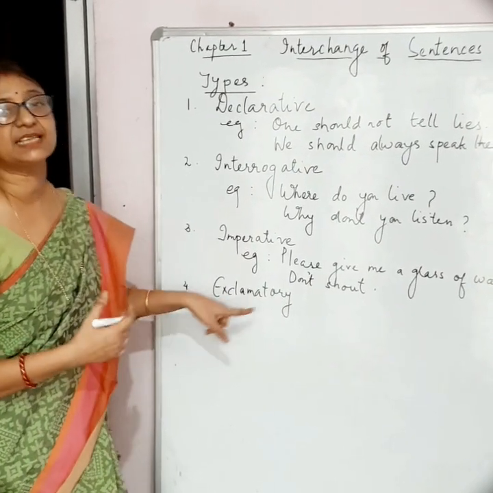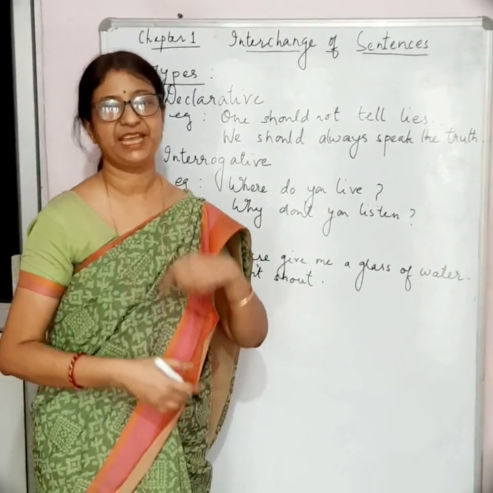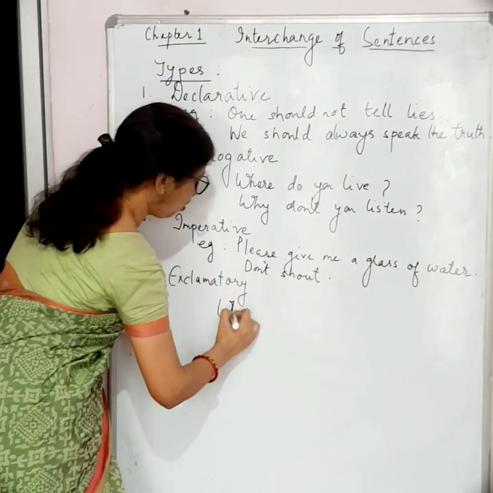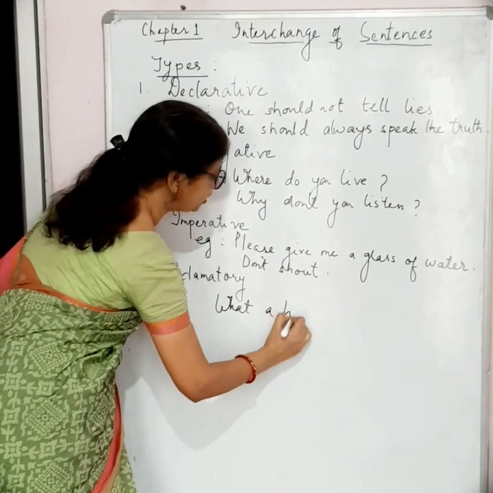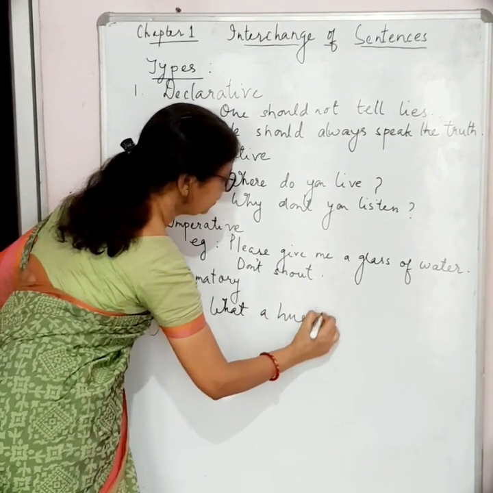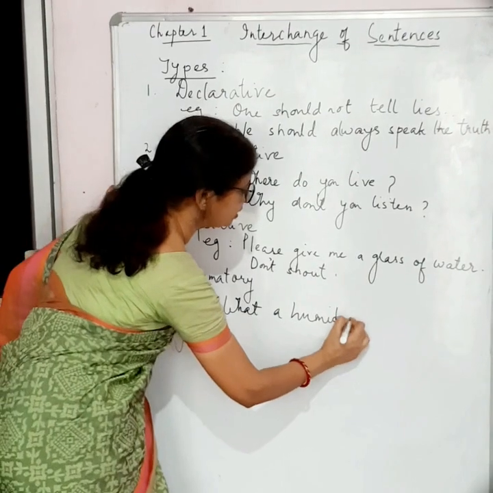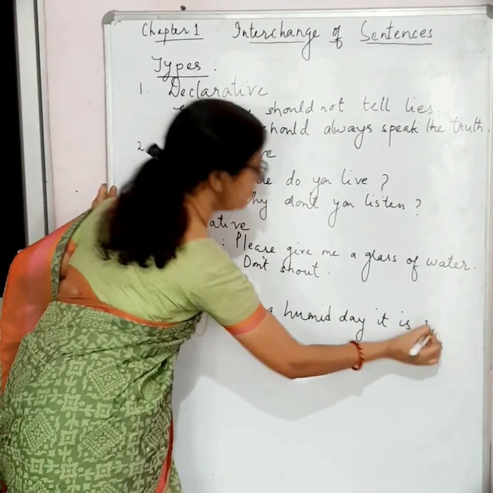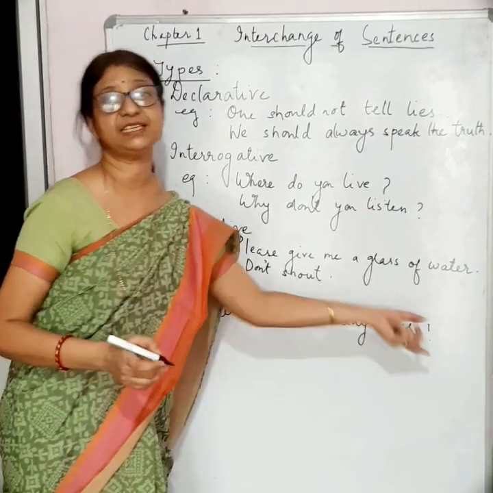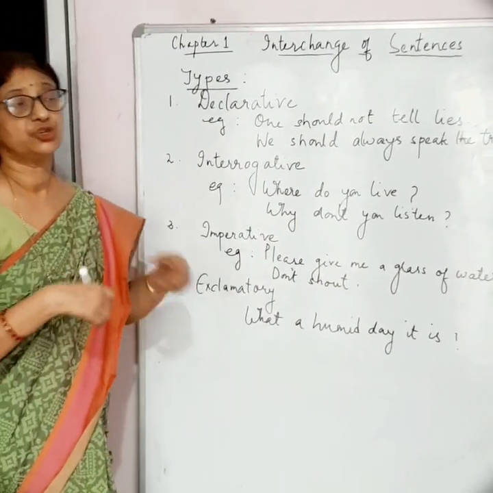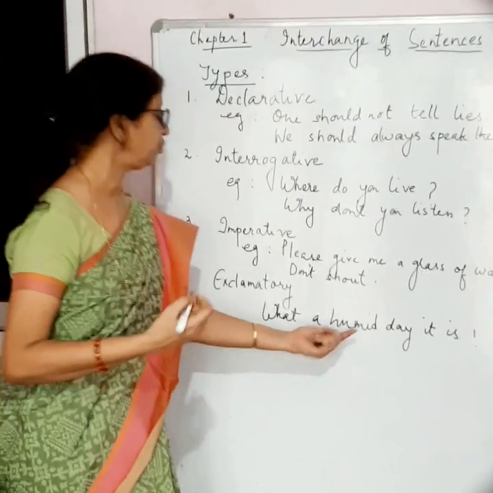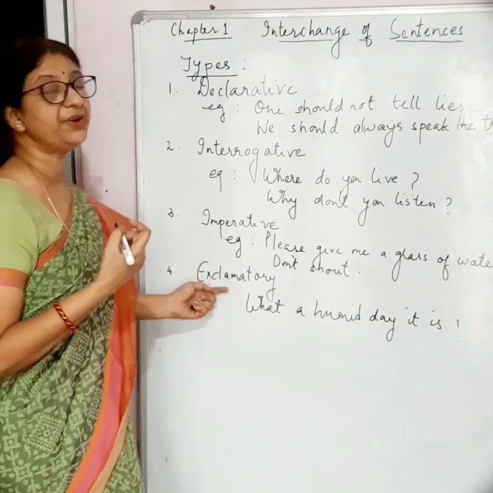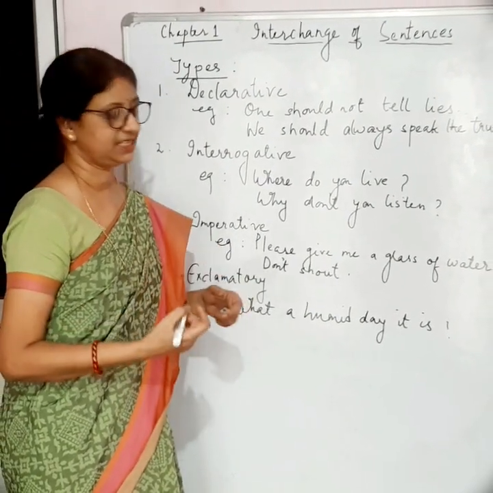Fourth one, exclamatory sentence. When we express our feelings, like, what a humid day. What a humid day it is. Exclamation mark. What a humid day it is. So here you are showing your feelings. So this is an exclamation or exclamatory sentence.